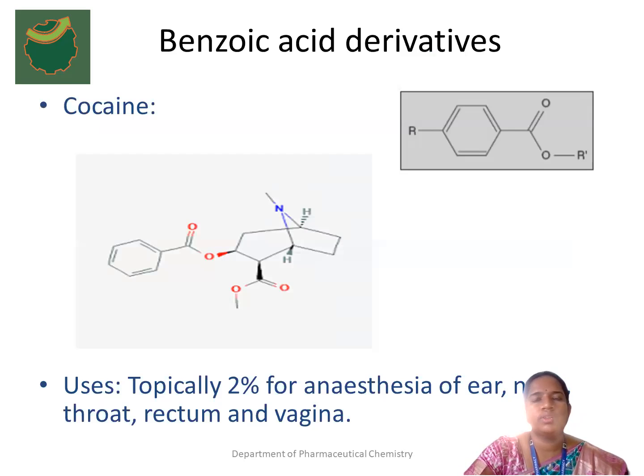So first one is benzoic acid derivatives. Example, we have cocaine. So this is the benzoic acid structure. This is benzene having a carboxylic group, COO. This hydrogen can be any group. And this hydrogen is nothing but R. This R can be any group and this R can be any group, right? So here it can be hydrogen or any substitutions can be done. So that we'll discuss in detail in the structure activity relationship.